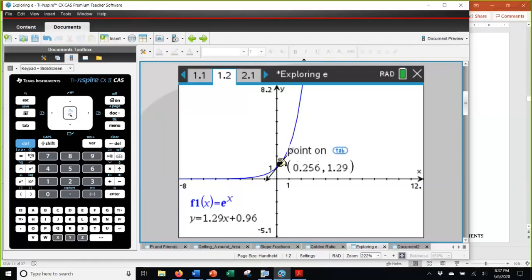And hopefully they notice that the y value of the point of tangency is the same as the slope of the tangent line. And this comes from the idea that e is its own derivative. And so the slope of the tangent line is the derivative at that x value. So e to the current x value is this y value, and that's why they're the same.